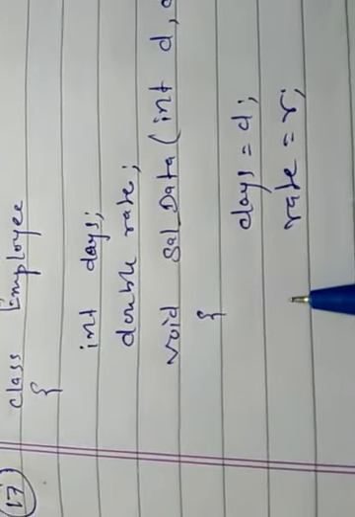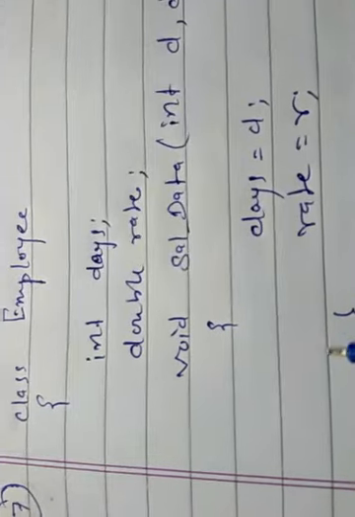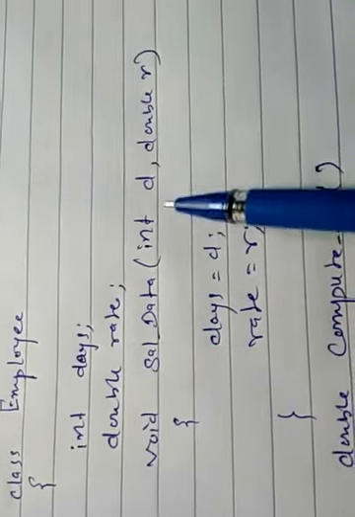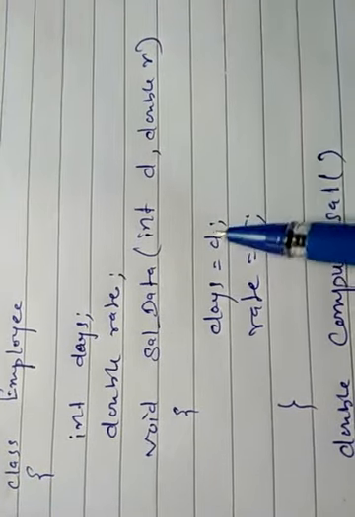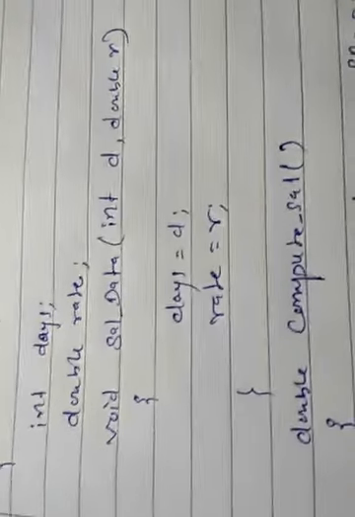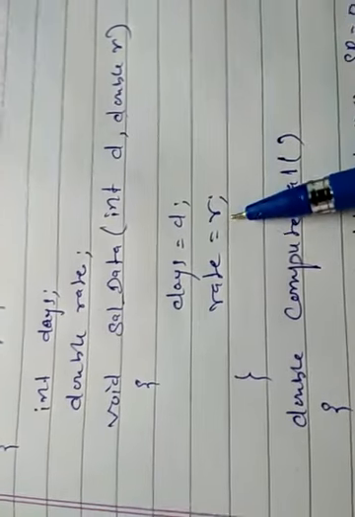So now the class employee, instance variables. When a variable is declared inside a class, outside all the functions, without static, it is called an instance variable. And void calc_data, integer d, double r: the value of d will be stored in days and the value of r will be stored in rate. So this is the input by the function, and this is the compute salary.